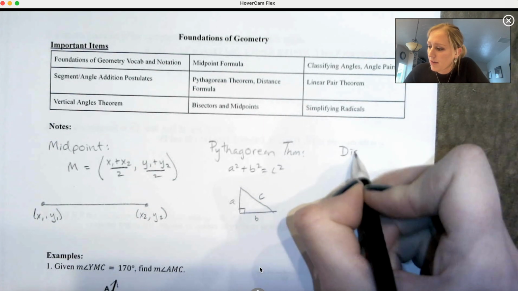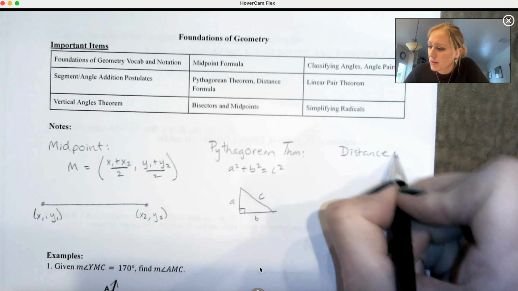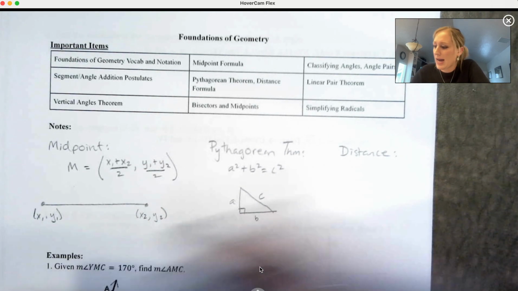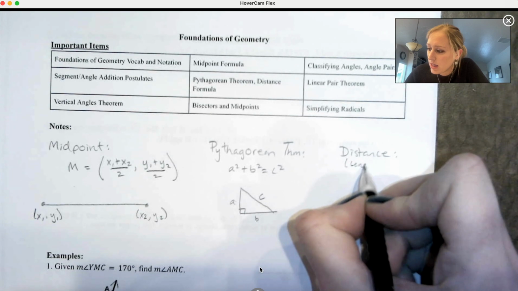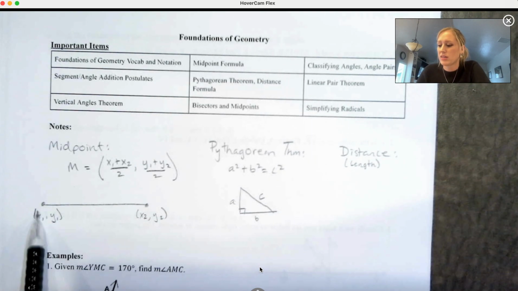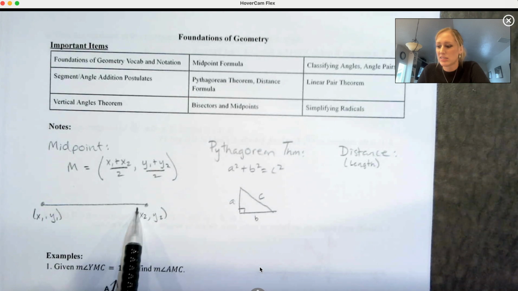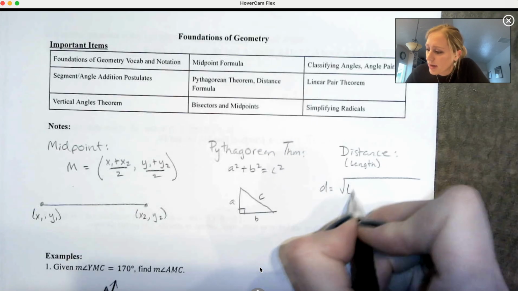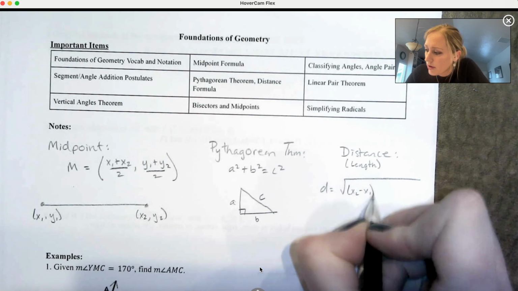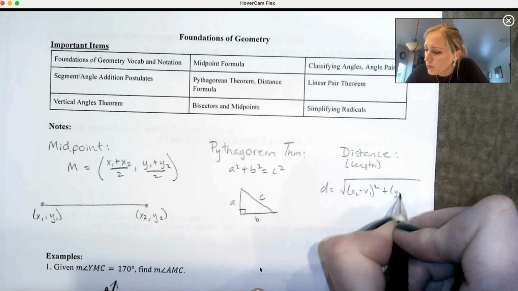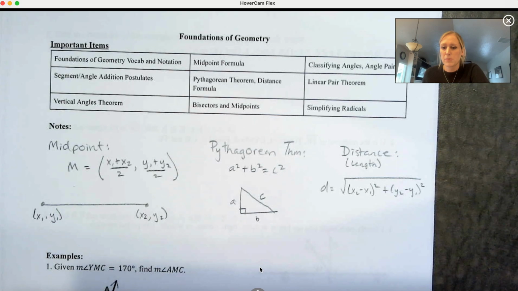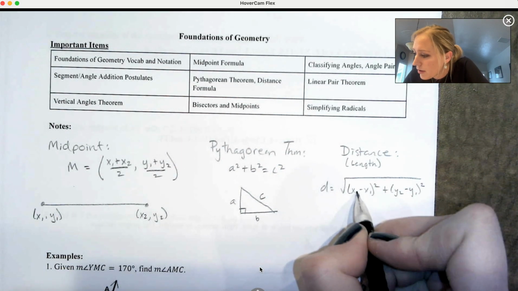And the last one I'm going to have you write down up here is the distance formula, okay? Distance I can also refer to as length. So if I wanted the length of the segment, the distance is what's the distance between those 2 points. Here is the formula for that. So we have the square root of x2 minus x1 squared plus y2 minus y1 squared. Okay, so we're going to use a couple of these in some examples down below.